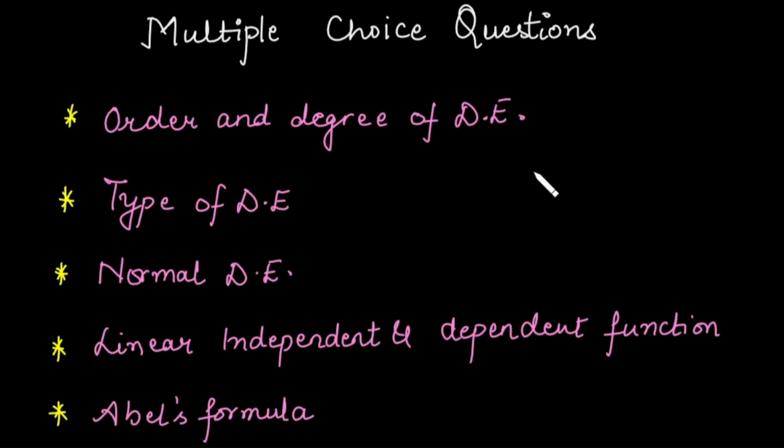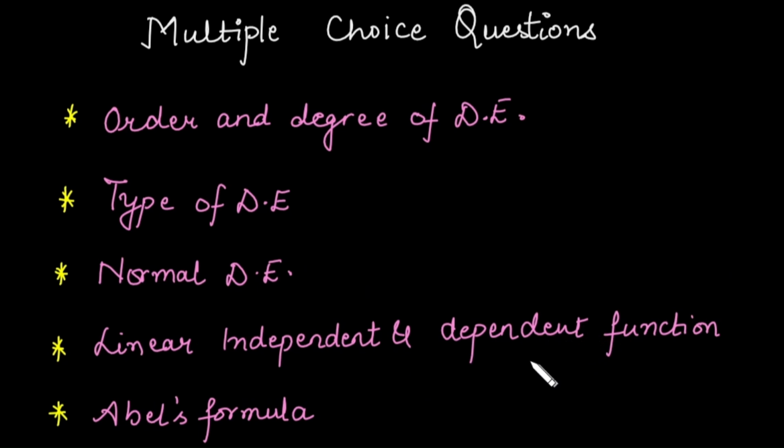In this video, we are going to explore many multiple choice questions based on these concepts. The first concept we will deal with is the order and degree of a differential equation. Then we will work on the type of a differential equation, whether it is homogeneous, non-homogeneous, linear, or non-linear. After that, the normal differential equation: under what condition it is normal, we know that, but we need to identify on which interval the given differential equation is normal.